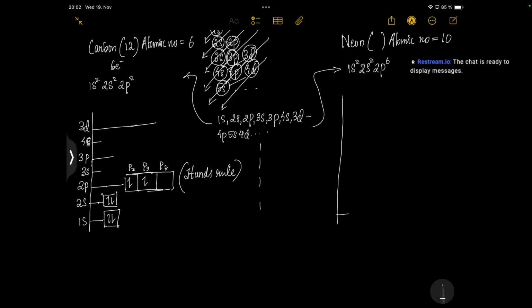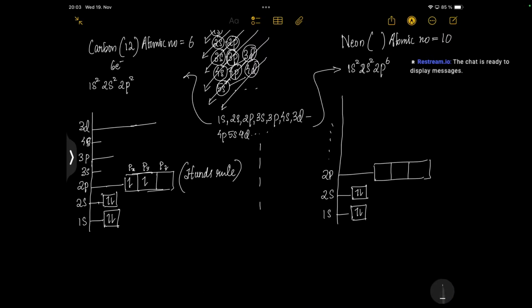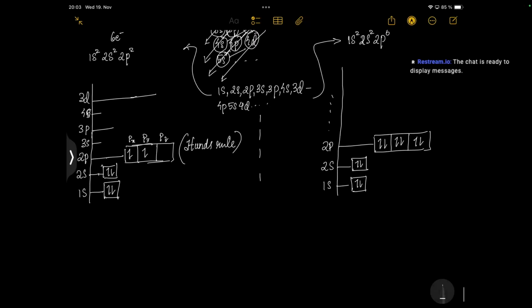Now the same for 1s, 2s, 2p. The rest, just like the carbon, in case of neon, we fill in two electrons paired, and one, oh shit. 1, 2, 3. And this time we got all 6 of them. 1, 2, 3, 4, 5, 6. Yes. Now we got all 6 of them.